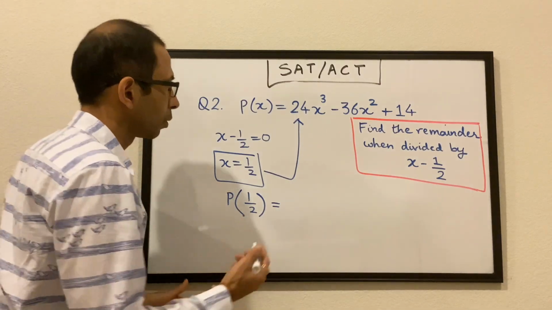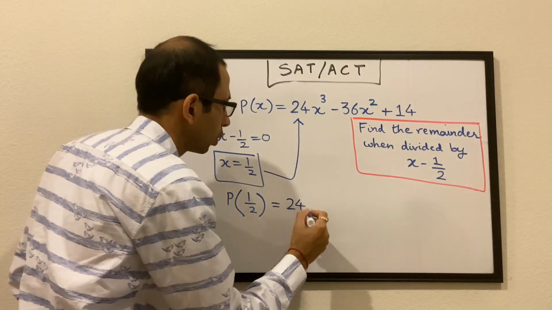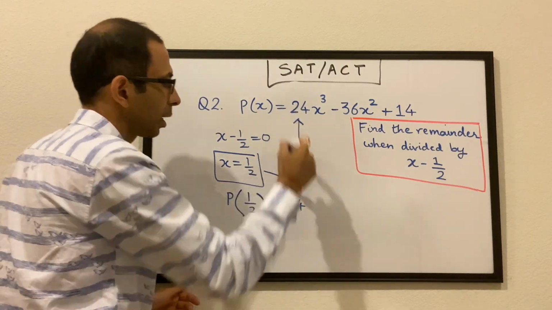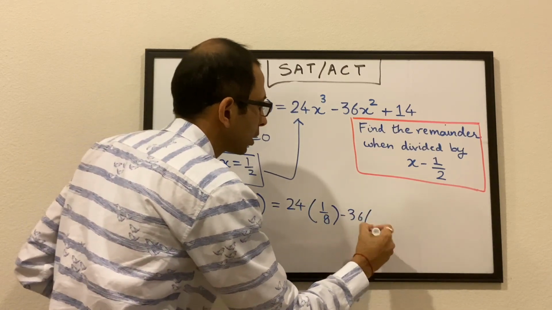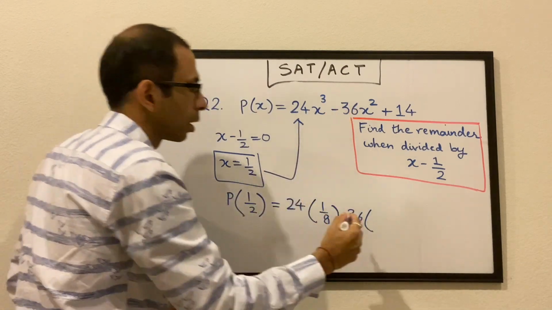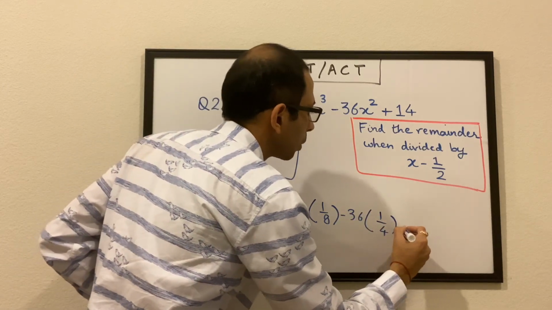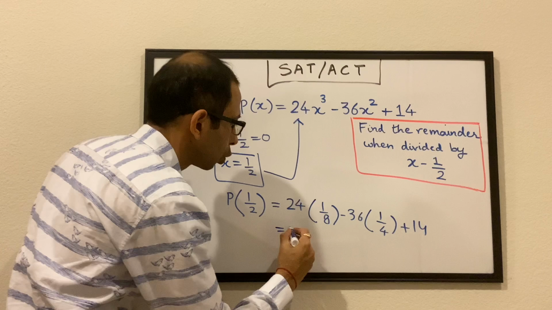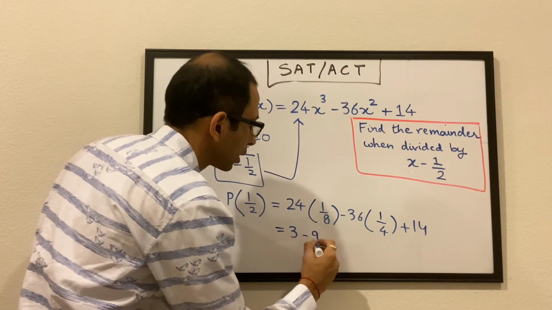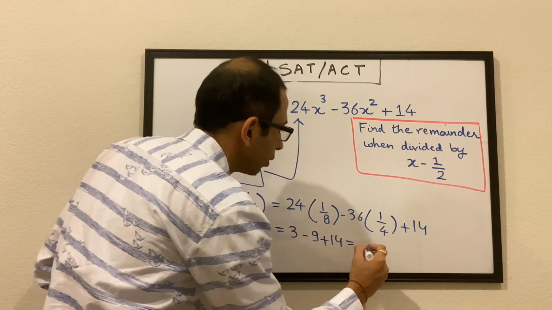So let's see what we get here. 24 times x cubed, x is half. So 1 over 8, minus 36 times 1/4, plus 14. That's the value of p(half), which comes out to be 3 minus 9 plus 14, which is equal to 8.